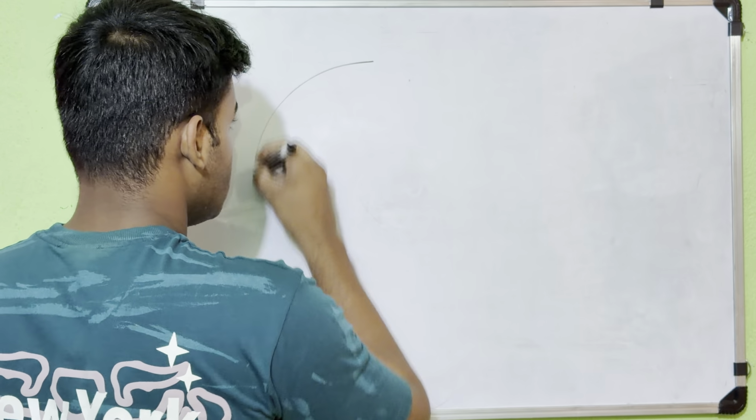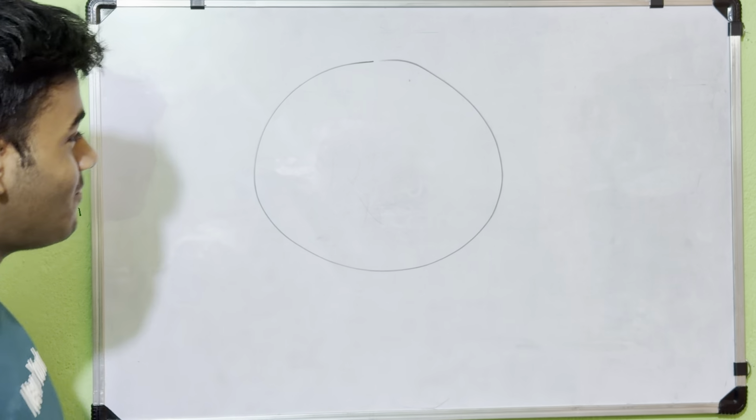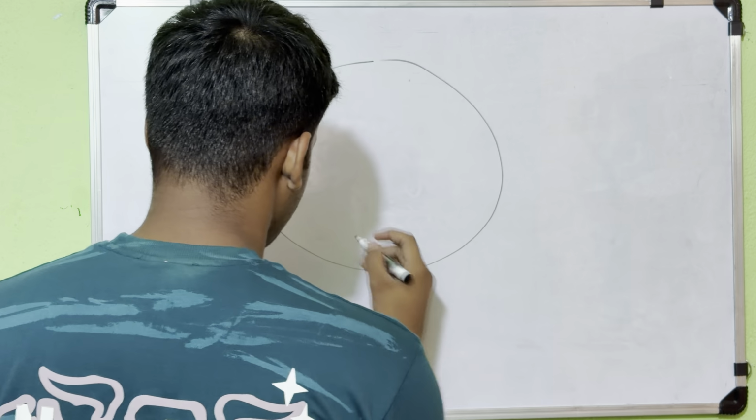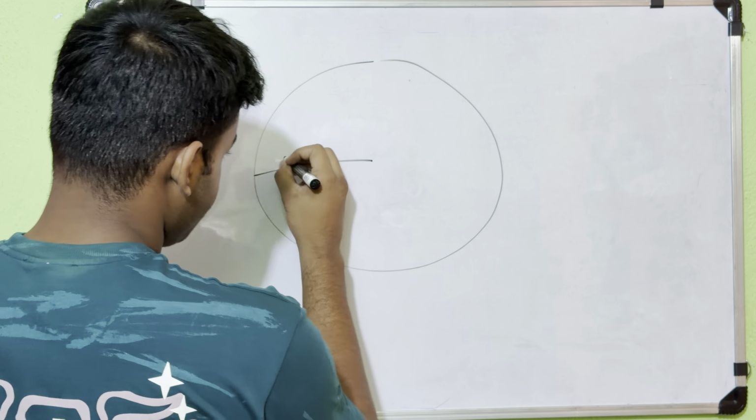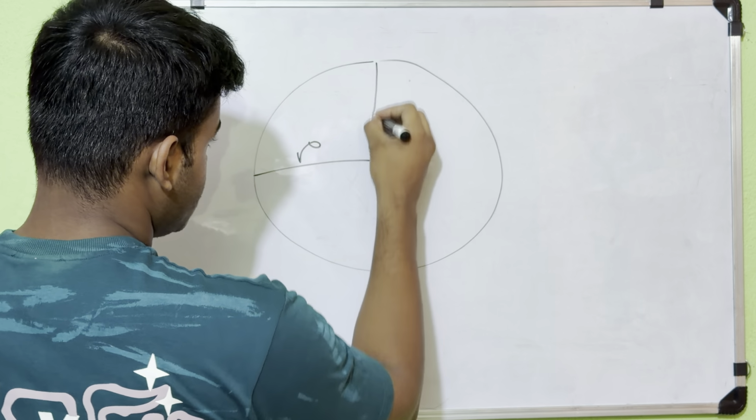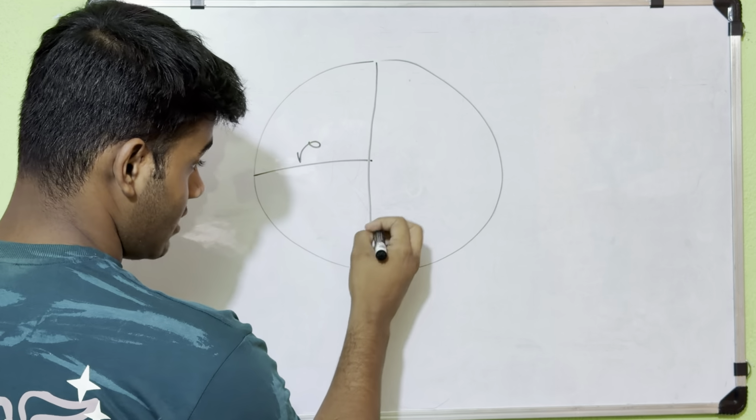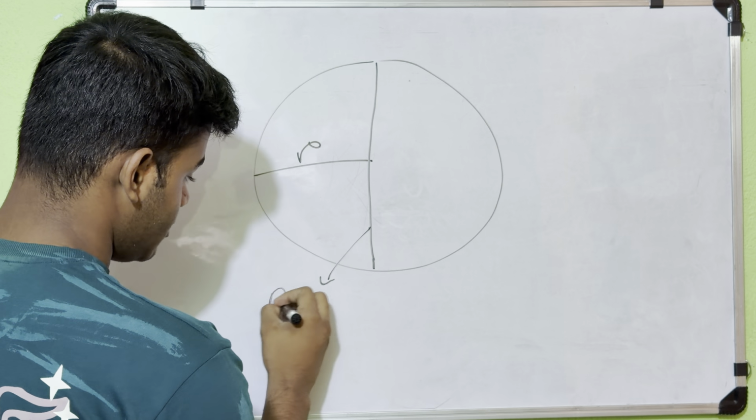So see, what a perfect circle, isn't it? Listen, this is the radius, also known as r. This is the diagonal line, okay? It is known as diagonal.